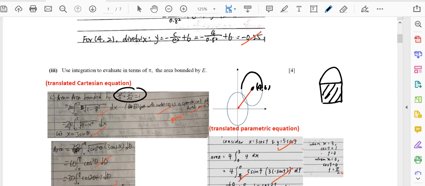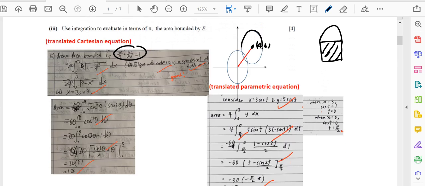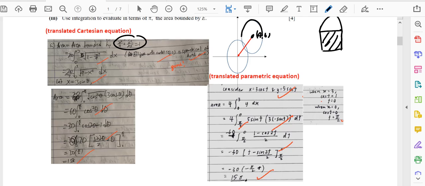If you use the Cartesian equation, you subtract off the (4, 6), and you get a simple equation of x squared over 9 plus y squared over 25 equals 1. With that, we still need a substitution to do the job. So the better method is to translate the parametric equation.